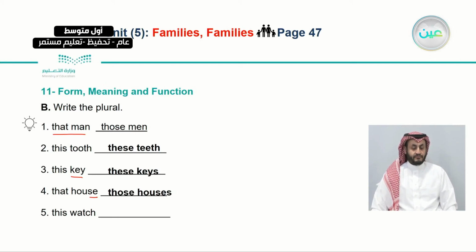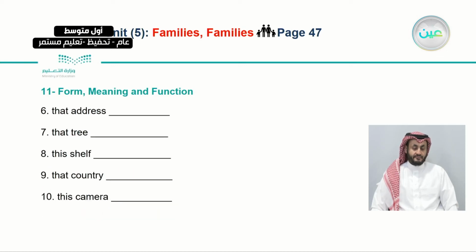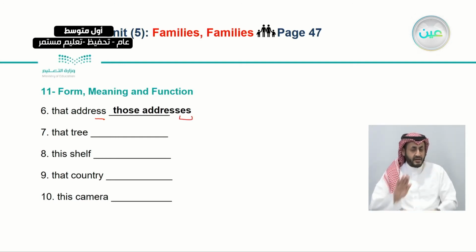This watch. These watches. It ends with a CH right here. So what should I do before adding the S? E-S. Okay. Let's go to the next one. That address. What did you notice here? The noun ends with double S. So in this case, what should I do? That address. Those addresses. I add an E-S in order to make it plural.